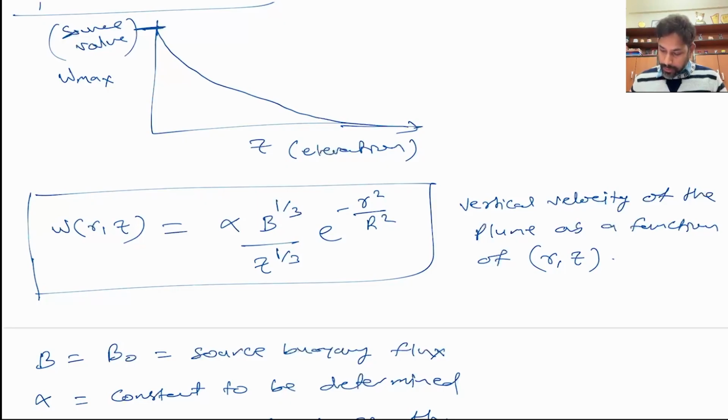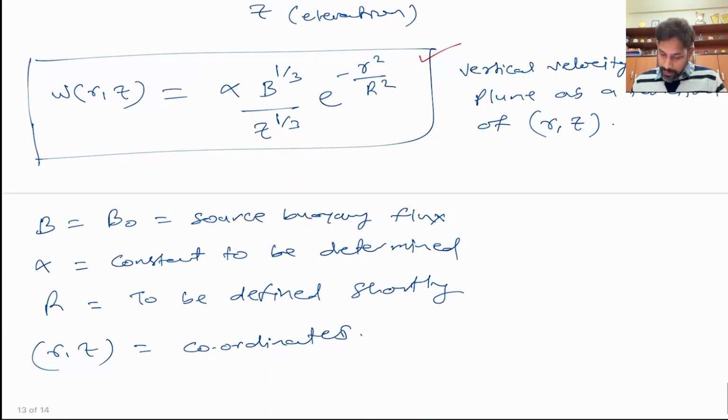And the formula looks something like this, where w is a function of r and z, and it is written as alpha B to the power 1/3 divided by z to the power 1/3, multiplied with exponential of minus r squared by capital R squared. Where B is the same as B naught, that is the source buoyancy flux, and alpha is a constant. R is supposedly the radius of the plume, which we have to find out, and r and z are the coordinate system.